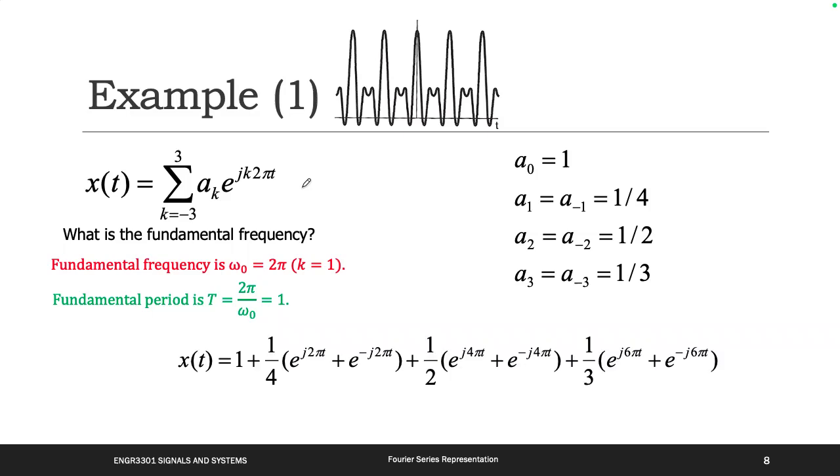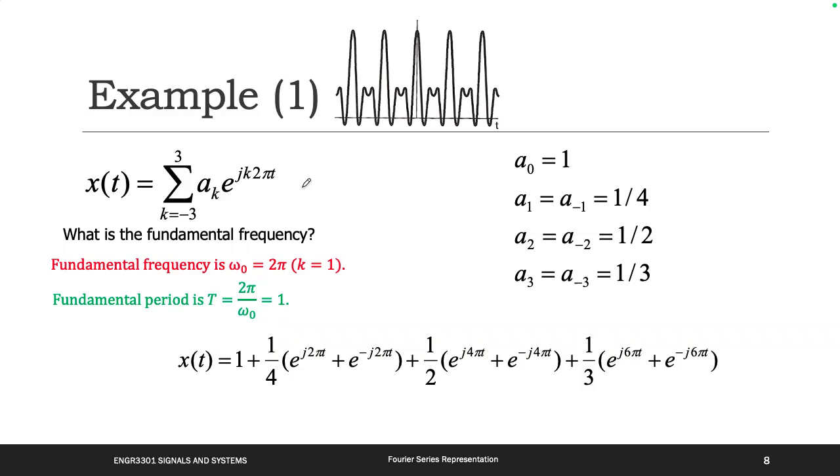So then you can write your equation like this. Let me write it down. x(t) equals, you can see it is a sum, so a_-2 e^(j(-2)2 pi t), plus a_-1 e^(j(-1)2 pi t), plus a_0 e^(j0 2 pi t), plus a_1 e^(j1 2 pi t), plus a_2 e^(j2 2 pi t). That makes sense to you?